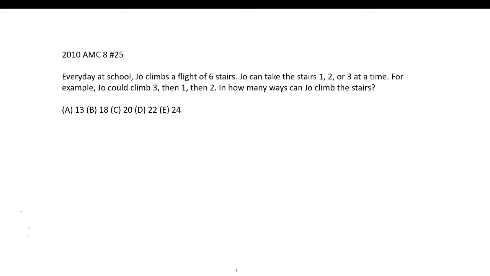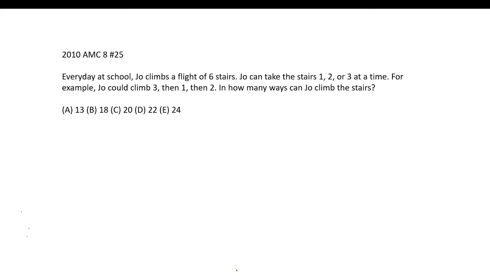In my opinion, learning recursion is just about the problems. So we're going to solve a problem using recursion. We're going to use a recursive solution for this problem. Every day at school, Joe climbs a flight of 6 stairs. Joe can take the stairs 1, 2, or 3 at a time. For example, Joe could climb 3, then 1, then 2. How many ways can Joe climb the stairs?